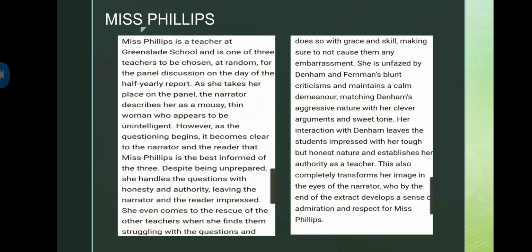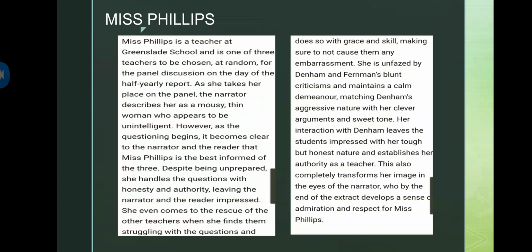Now, see another character, Miss Phillips. Miss Phillips is a teacher at Greenslade School and is one of the three teachers chosen at random for the panel discussion on the day of the half-yearly report. As she takes her place on the panel, the narrator describes her as a mousy, thin woman who appears to be unintelligent. However, as the questioning begins, it becomes clear to the narrator and the reader that Miss Phillips is the best informed of the three.